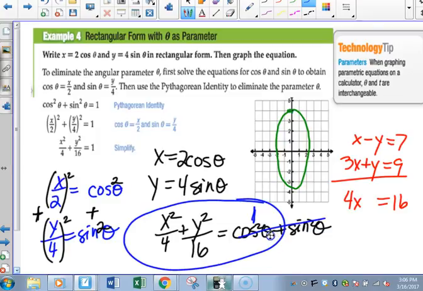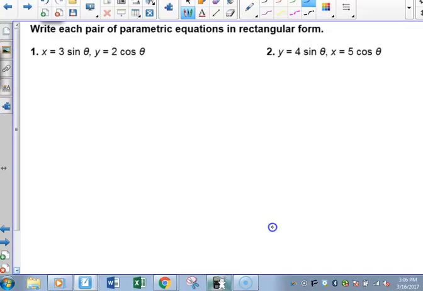That makes sense. All right, so can you quickly do these two? It's the exact same concept. I just want you to practice it so that you get it drilled in your head, okay?